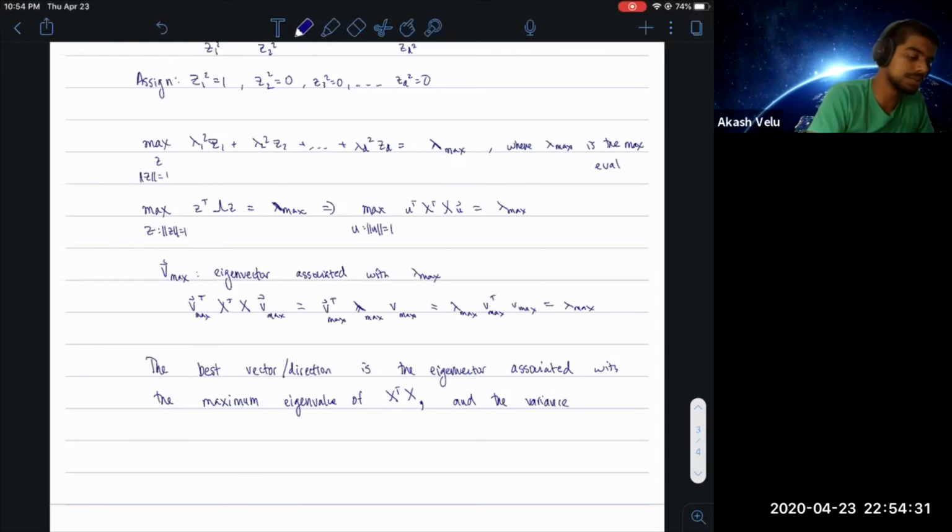And the score, or the variance of it in that direction, we just showed that the score associated with it is going to be lambda max. Remember that the score is the same thing as the variance. So the variance along this direction, if we project every point onto v max and take the variance, is going to be lambda max.